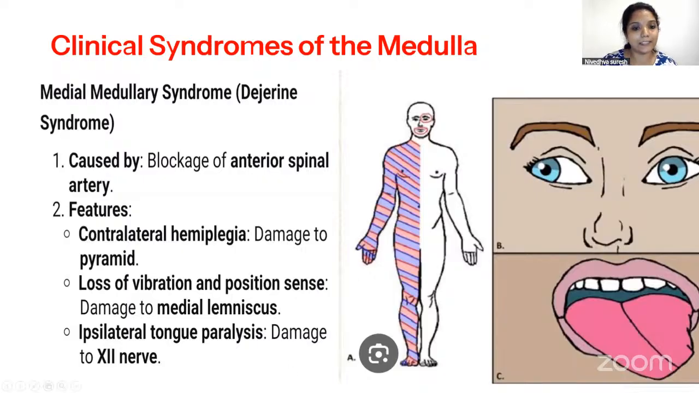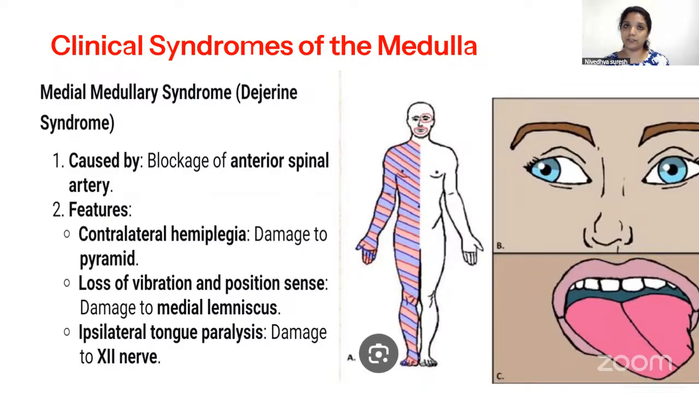So contralateral hemiplegia is due to damage to the pyramid, and there is loss of vibration and position sense, due to damage to the medial lemniscus, and ipsilaterally we can see tongue paralysis. The tongue paralysis we can see ipsilaterally, that is the 12th cranial nerve is affected. Okay, these are the diagrams you can see. The medial medullary syndrome is mainly due to the blockage of the anterior spinal artery, and the features are the contralateral hemiplegia and loss of vibration and position sense. It is due to the damage of the medial lemniscus.